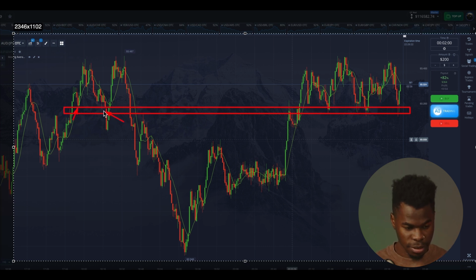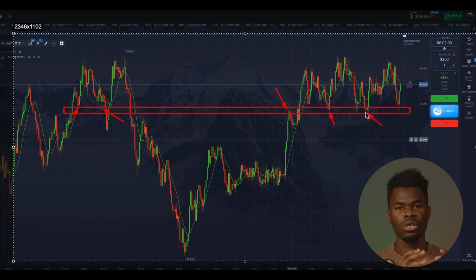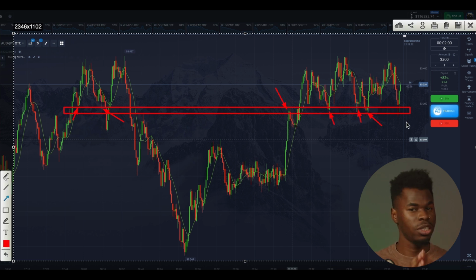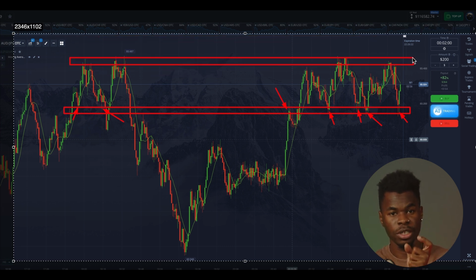As you can see, the price has touched this level several times and bounced upward, meaning the level is strong and we can rely on it. Now let's mark the resistance level. Do you see how clearly the channel is defined?